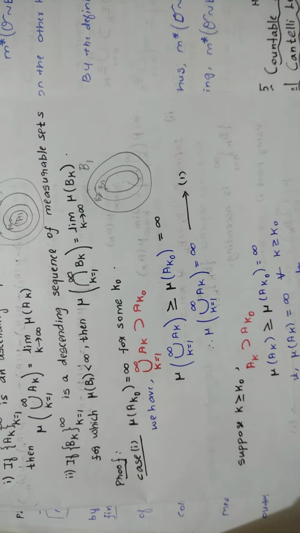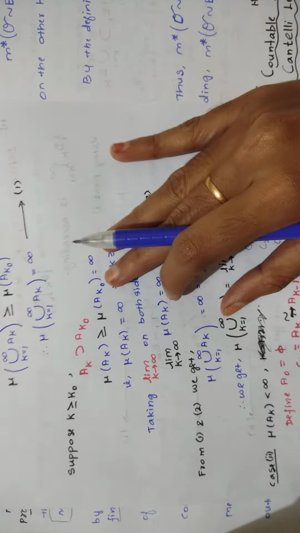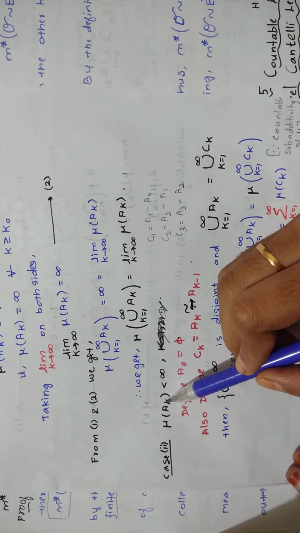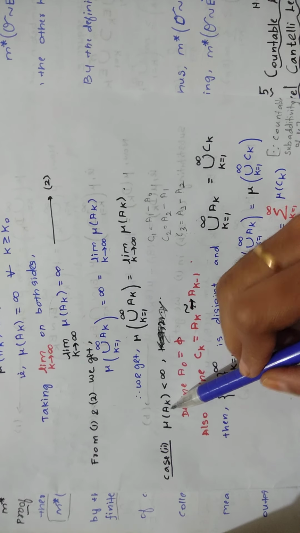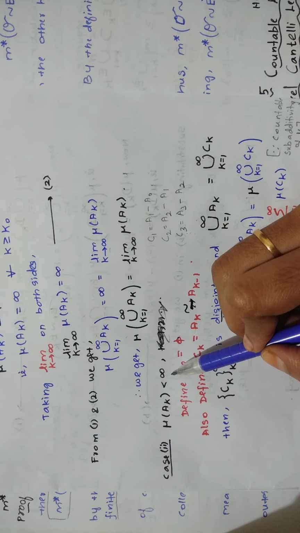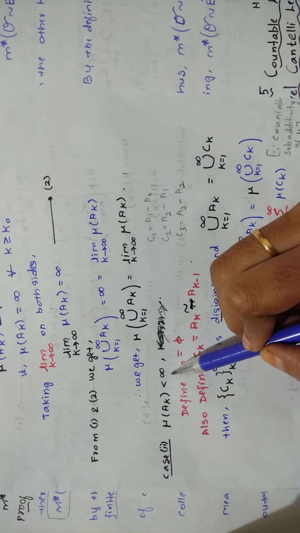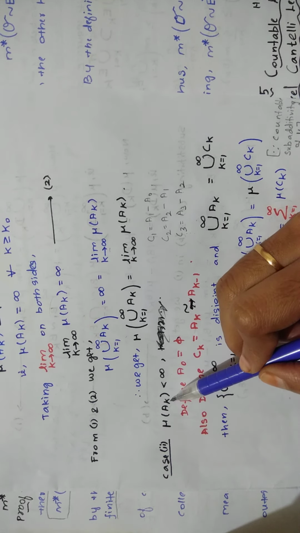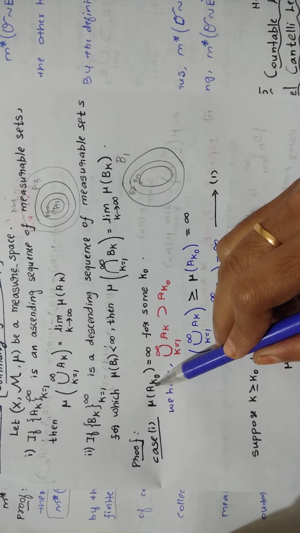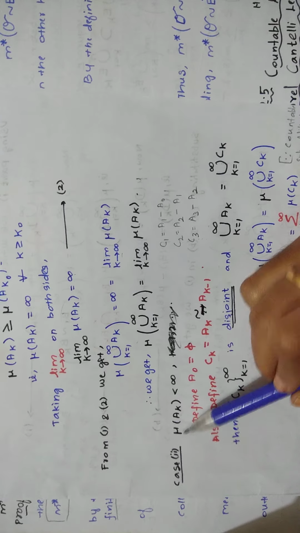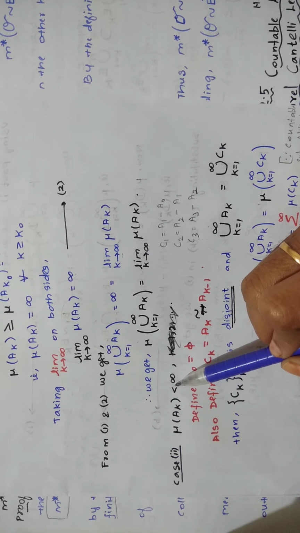In case 2, you take another measurable set from that sequence, that is A_k, and say the measure of this measurable set A_k is less than infinity. What is the meaning of less than infinity? It means the measure of this measurable set A_k is finite. In case 1 you said the measure of this measurable set is infinite, and in case 2 you are saying the measure of this measurable set is finite.